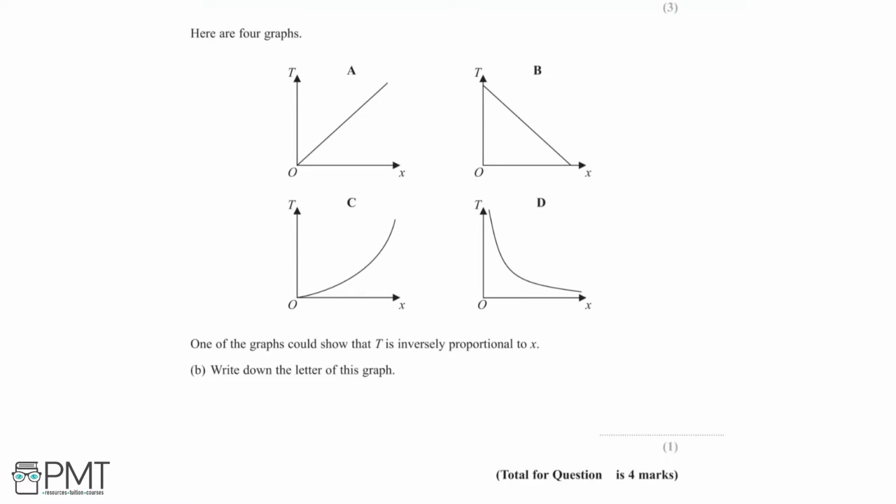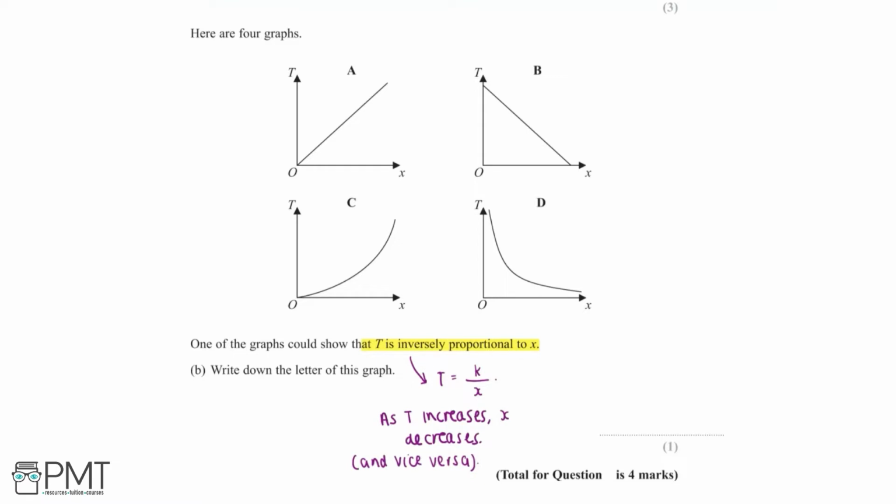Now in part B, we're given 4 graphs. One of the graphs could show that t is inversely proportional to x. We need to write down the letter of this graph. Now let's think about what inversely proportional means. As a formula, inversely proportional would mean that t is equal to some constant k over x. Now this means that as t increases, x decreases, and vice versa.